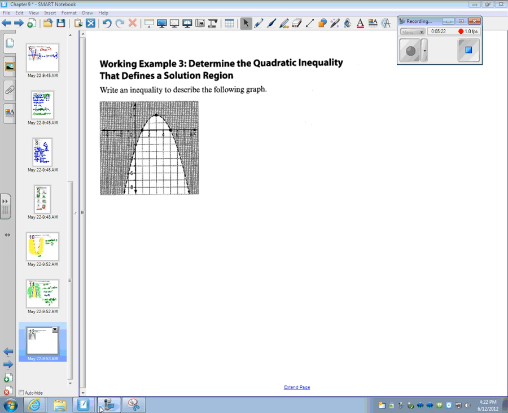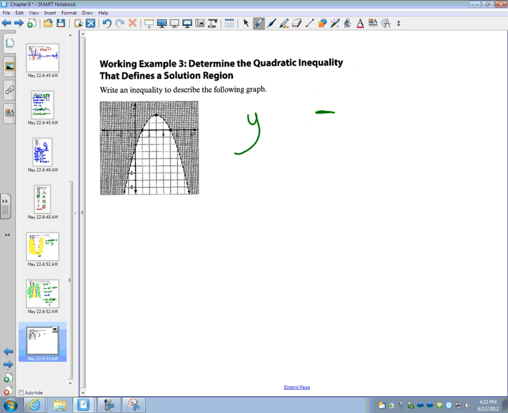Okay, next one, write an inequality to describe the following graph. First of all, notice it's concave down. So it's going to be y, and then there's going to be a negative in front of the x squared of some sort. Also notice that it is the region above, so it's going to be greater than. And the other thing we'll notice is that it is a dotted line. So there's going to be no equal to. So it's going to be y greater than something.